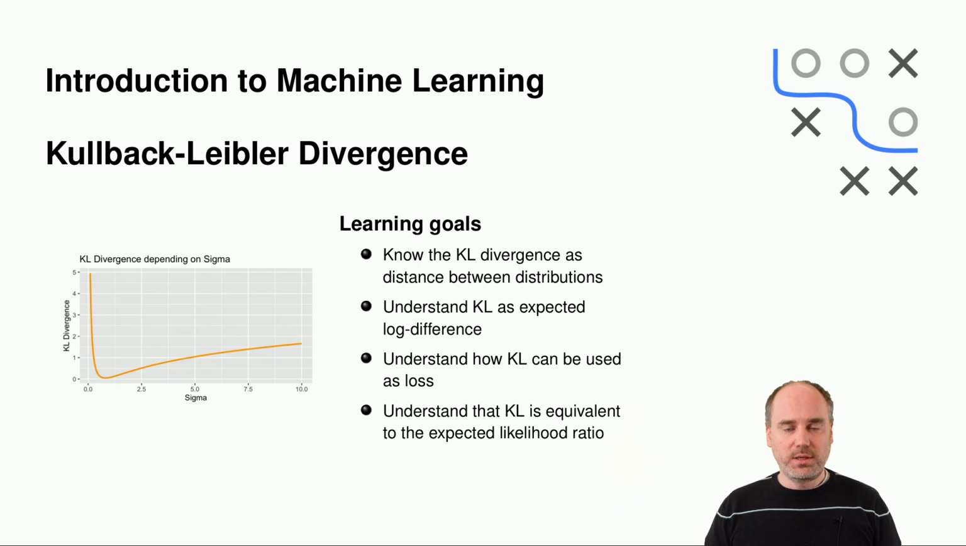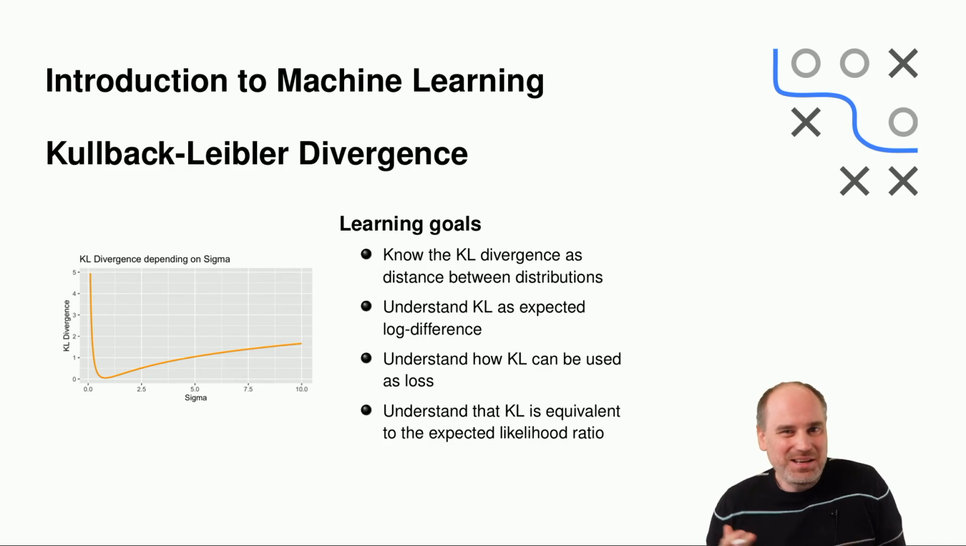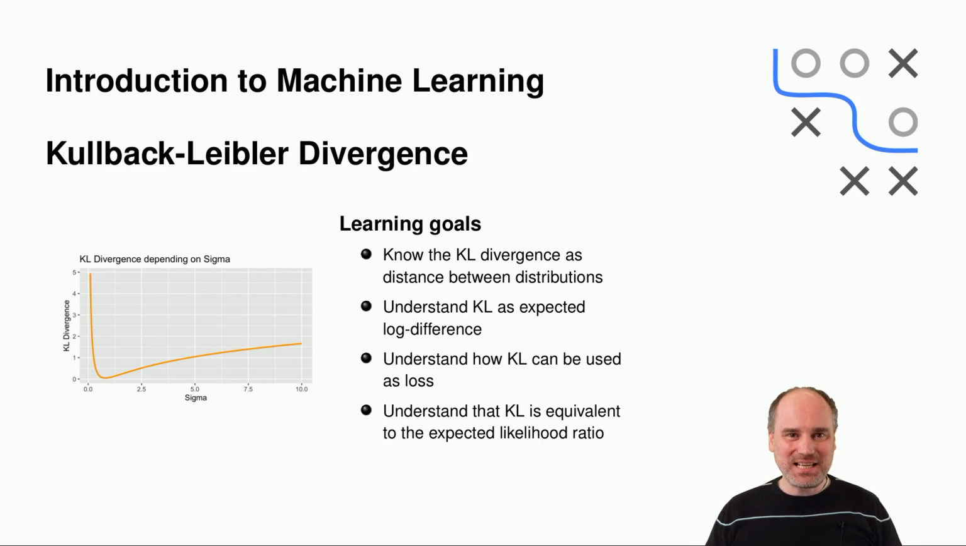Hi, and welcome to our next unit here in our chapter on information theory. So this is on the Kullback-Leibler divergence. Here we'll discuss that the Kullback-Leibler divergence can be seen as nearly a distance between distributions, not exactly. We'll also discuss that it can be understood as an expected log difference. We'll discuss a little bit how it can be used to fit one distribution against another one, and that it also has quite a strong connection to the likelihood ratio.